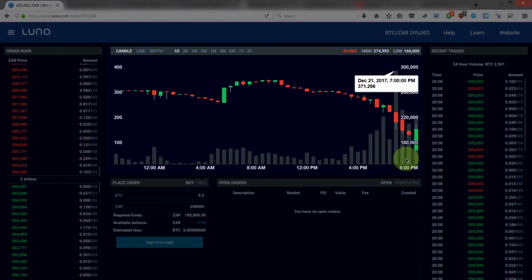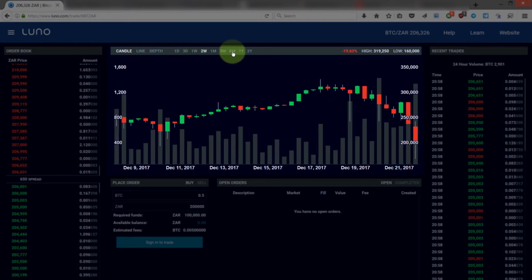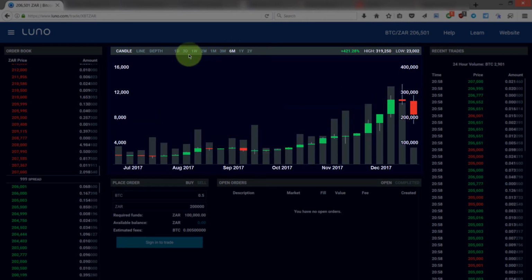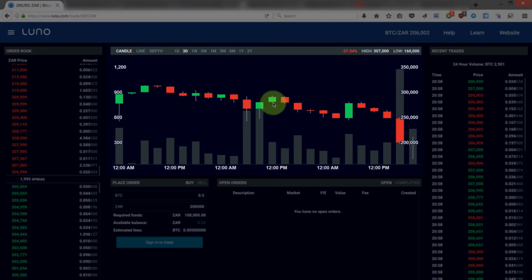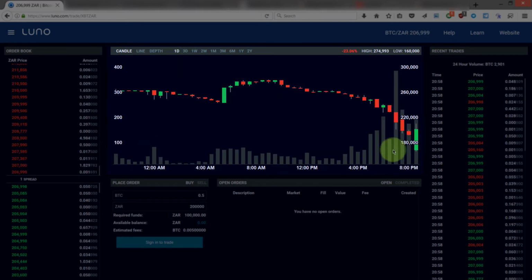Next on the exchange, we have this chart, which can be viewed in different time periods, 1 day, 2 weeks, 6 months, or whatever you select at the top here. And all this chart really is a history of what the price was doing at a certain point. And you can think of these green candles as the price increasing and the red candles as the price decreasing.